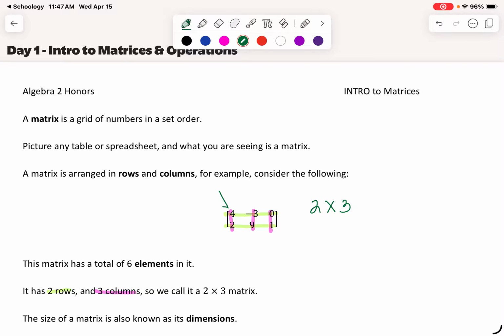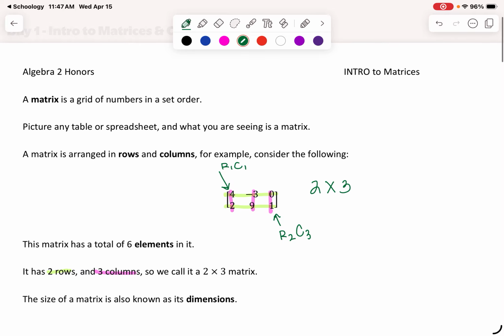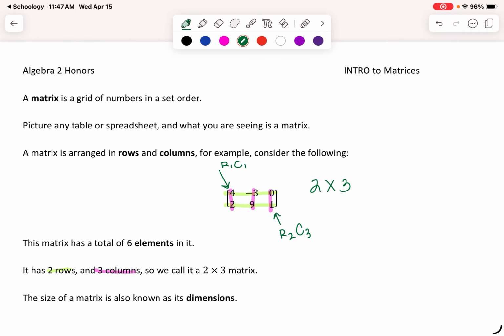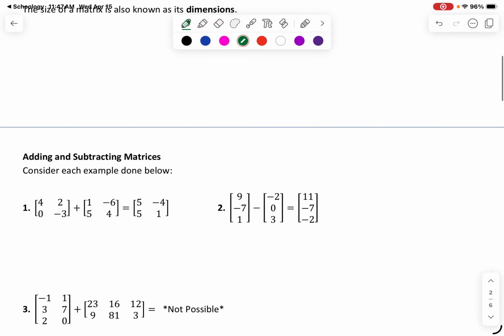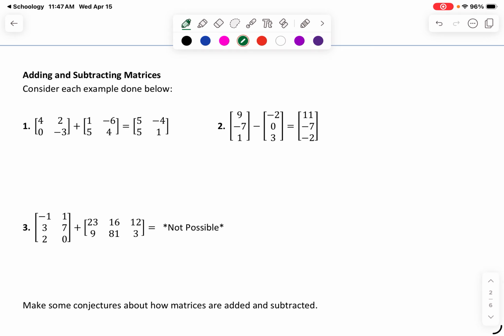Also, we can refer to each entry, or each element, right here. This is the row 1, column 1 entry, okay? This right here, this is the row 2, column 2 entry, all right? I'm using the 1, 1, and 2, 2. I don't like that because it can be like, which way are you going? This is the row 2, column 3 entry, okay? All right, the 2 by 3 is called its dimensions, and it is important to know the dimensions and the different entries.